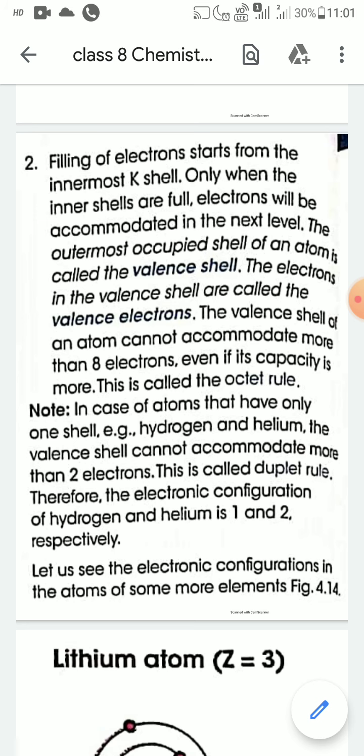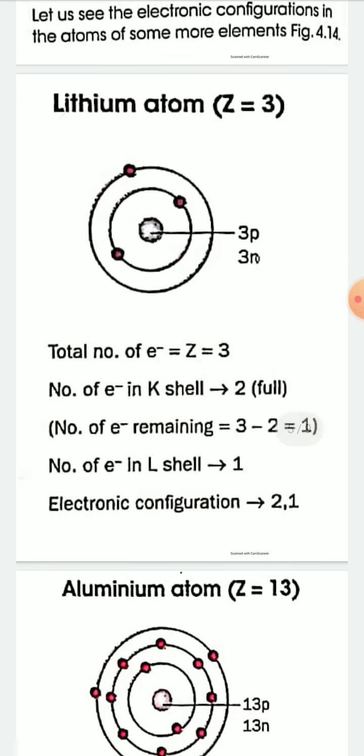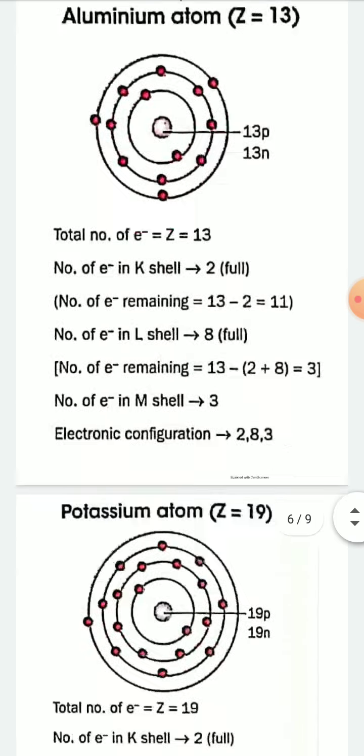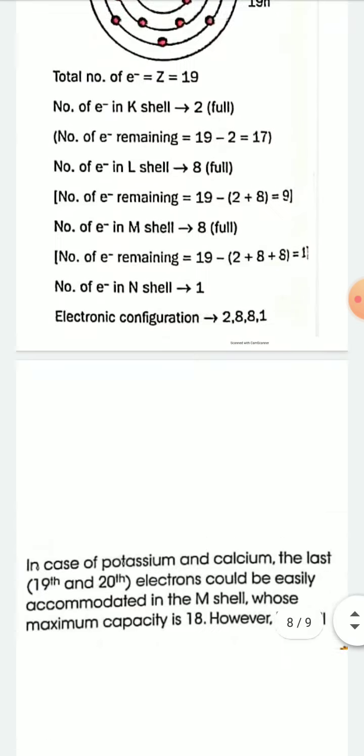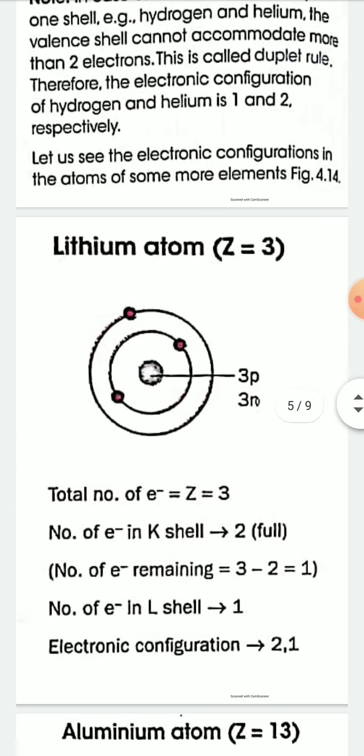So the electronic configuration of hydrogen and helium is 1 and 2 respectively. Here the electronic configurations of lithium, aluminium and potassium atoms are given. On the basis of the Bohr-Bury scheme, and following its rules, you can write down the electronic configuration of an atom.